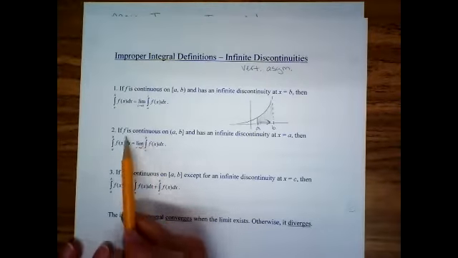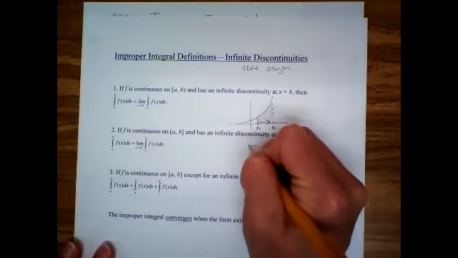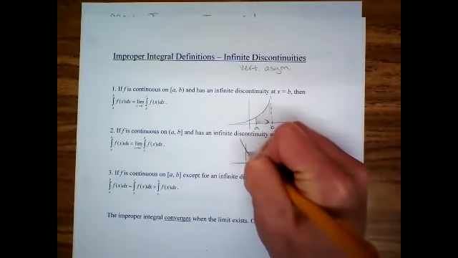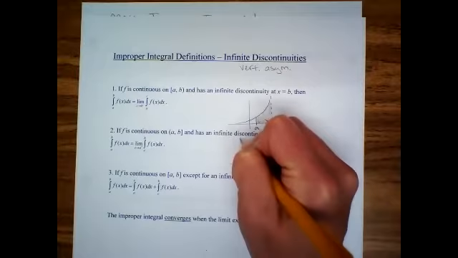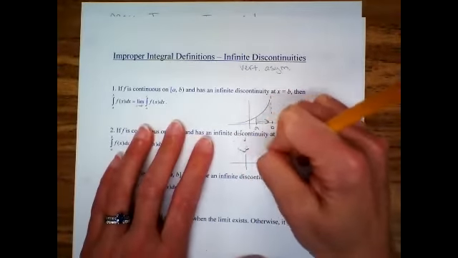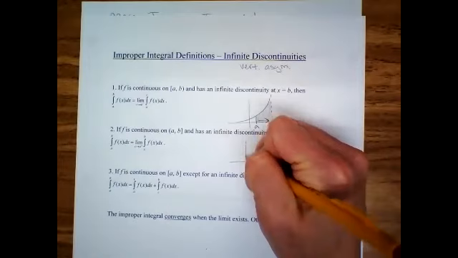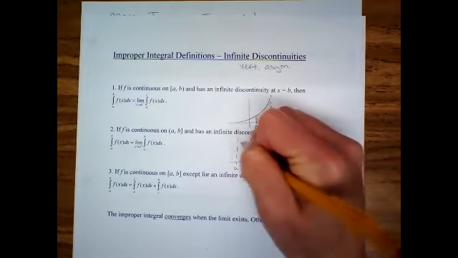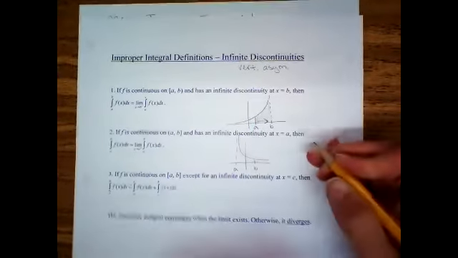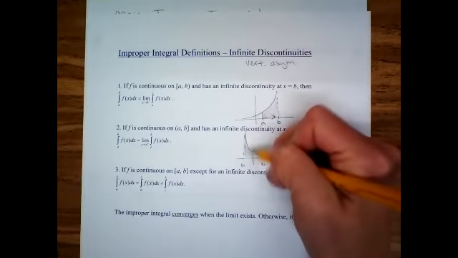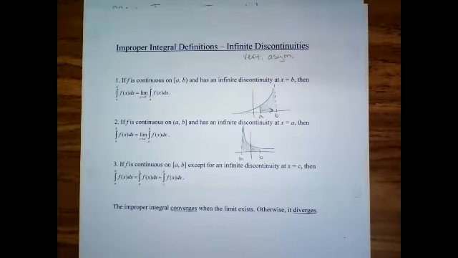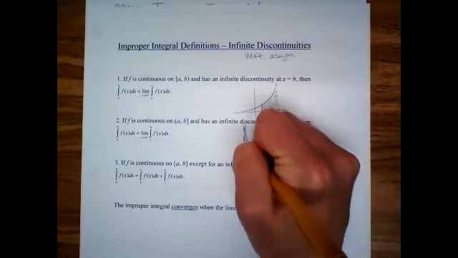Same thing if it's on the other side. If you're continuous from A to B, but not including A, so something like this, where you have, I didn't draw that one very well. Let me do a take two there. Where your vertical asymptote is at A, and then you're finding this area. So same thing, but you would approach A from the right.